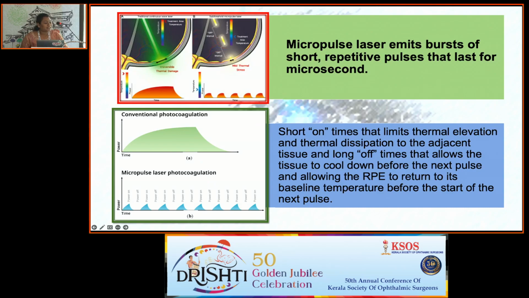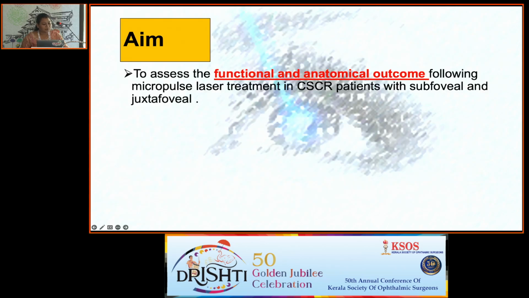The micropulse laser delivers repetitive shots of bursts that last for microseconds. There is an on time and an off time. The short on time limits thermal elevation and thermal dissipation to the adjacent tissue, and a long off time allows the tissue to cool down before the next pulse.